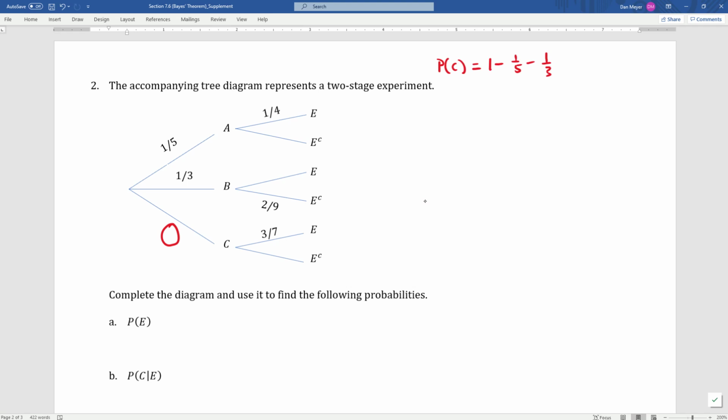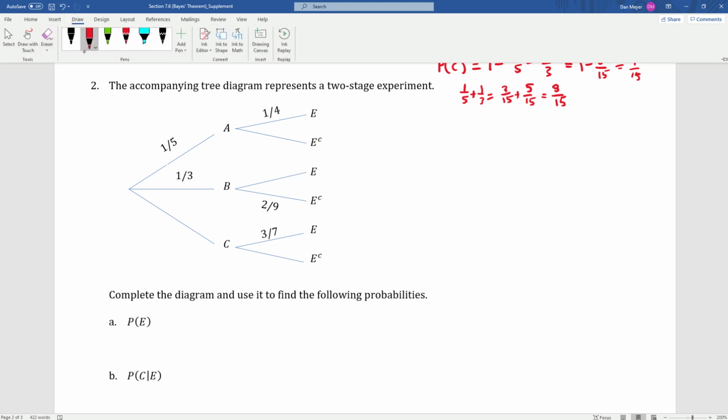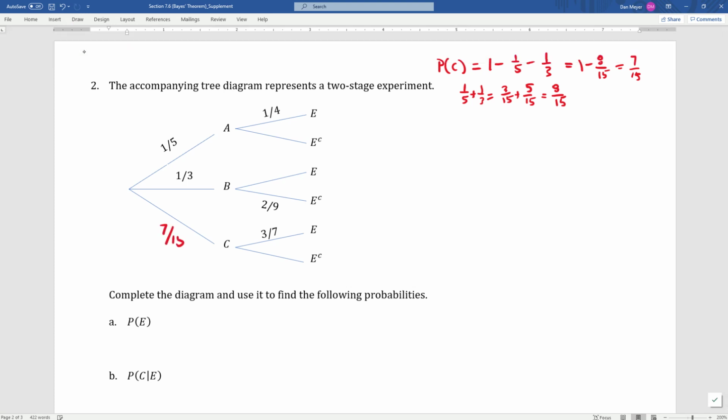Now 1/5 plus 1/3 is 3/15 plus 5/15, which gives you 8/15. So this is 1 minus 8/15, which is 7/15. Or if you're handy with your calculator, you can do the work on your calculator and tell your calculator to convert it back to a fraction. 7/15.